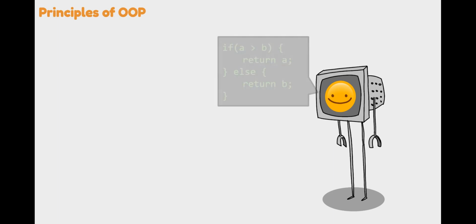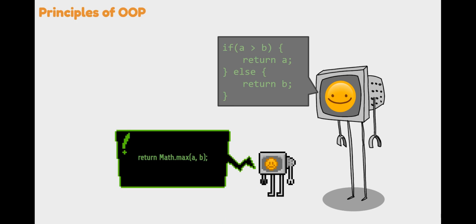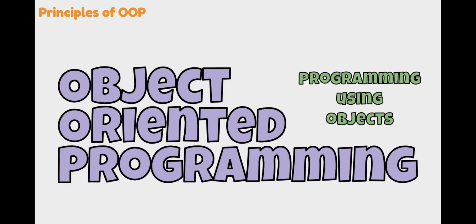Sometimes we need to find the bigger of two numbers. We could rewrite all of that code every single time that we wanted to use it. That would take us 5 lines of code. Or we can just use a pre-existing object that already does that for us. That means object-oriented programming is going to be very beneficial to us.